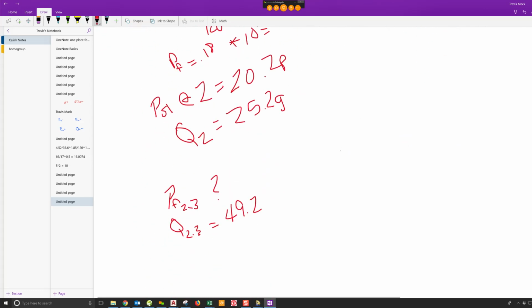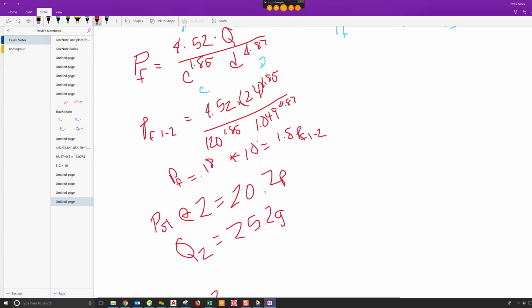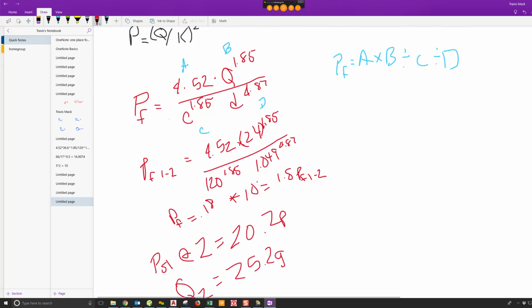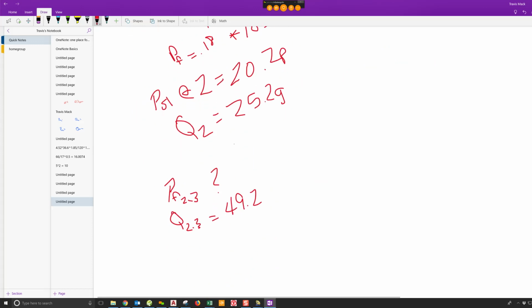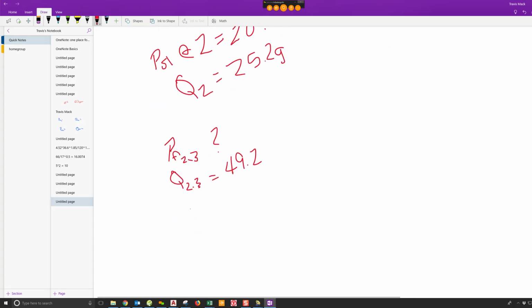So that's how much water has to go through this piece of pipe. Now we have to figure out what our friction loss is. So we use this same formula right here. We'll do 4.52 times 49.2 to the power of 1.85, over 120 to the 1.85.